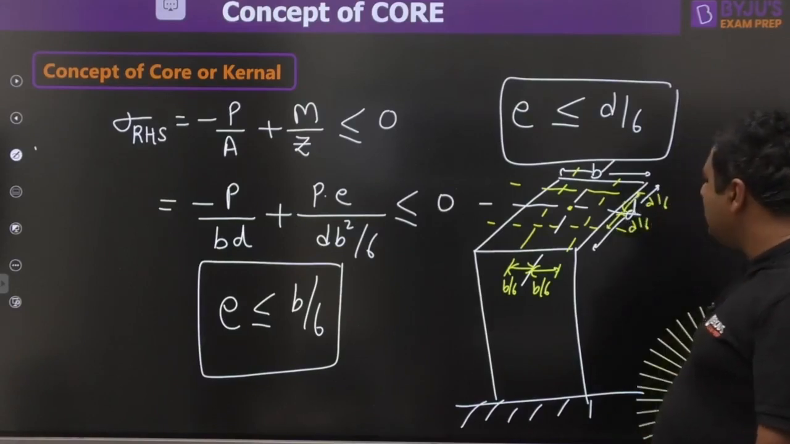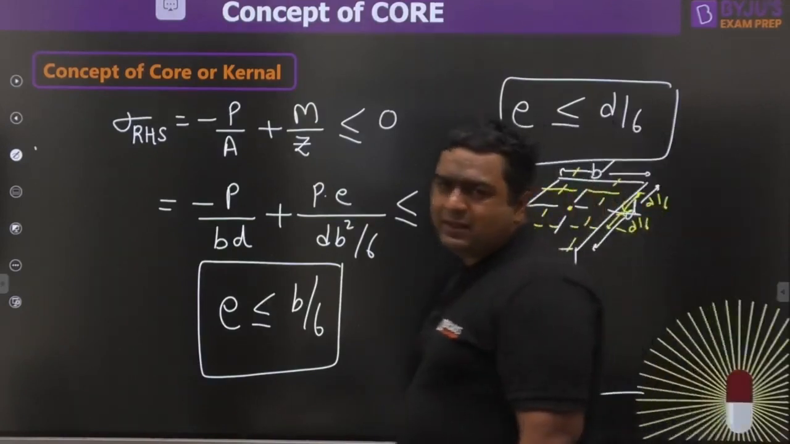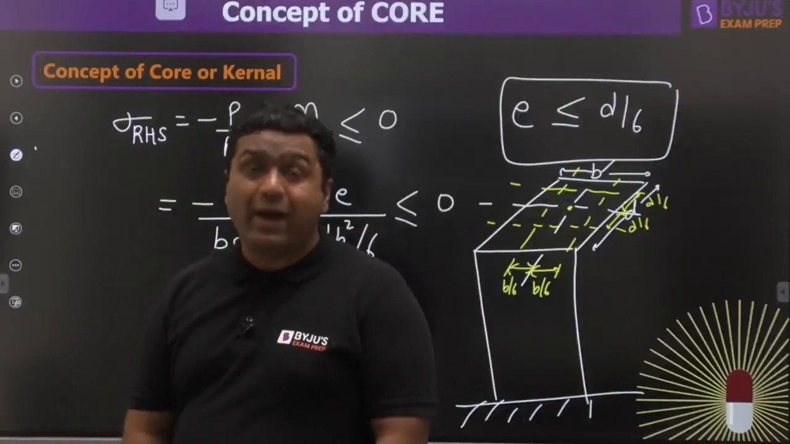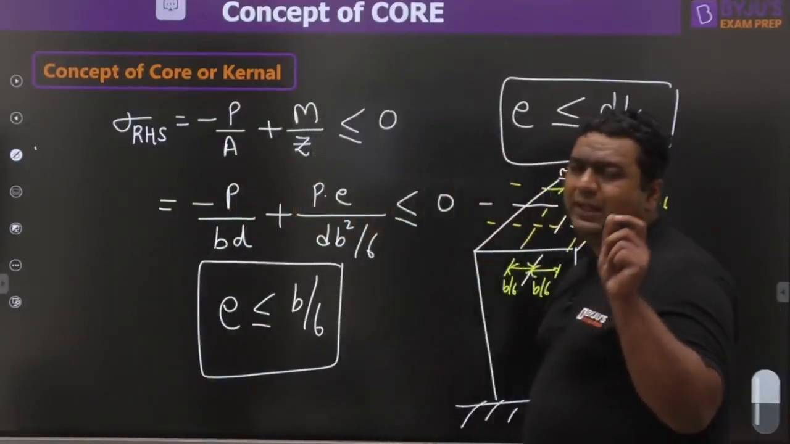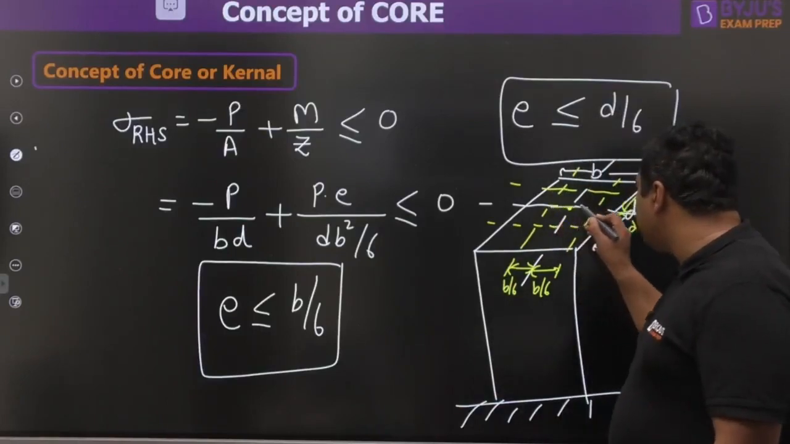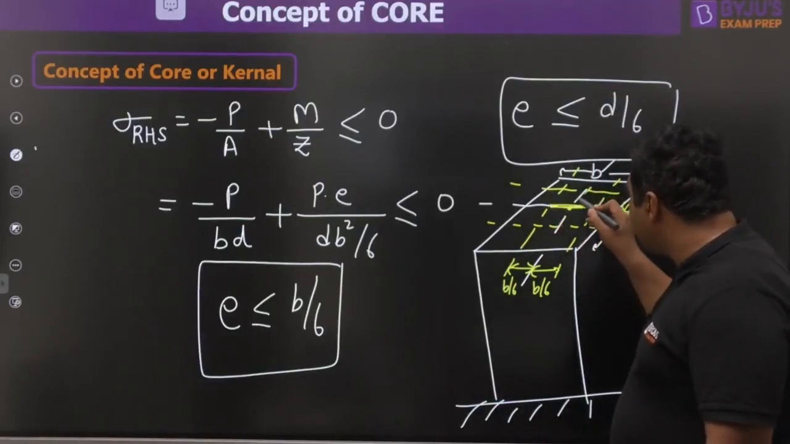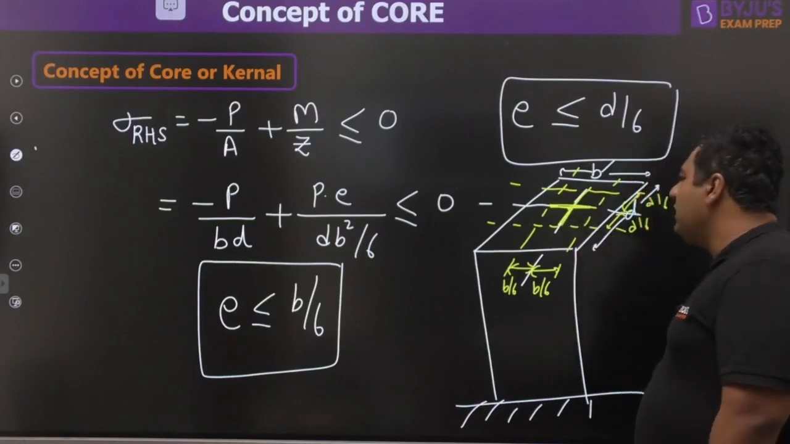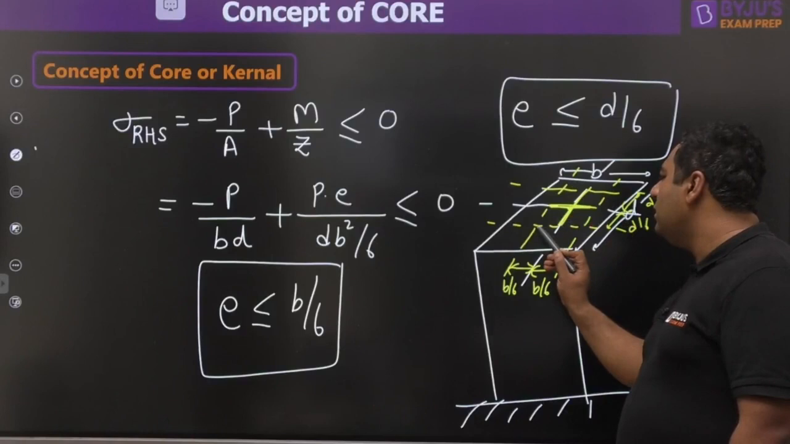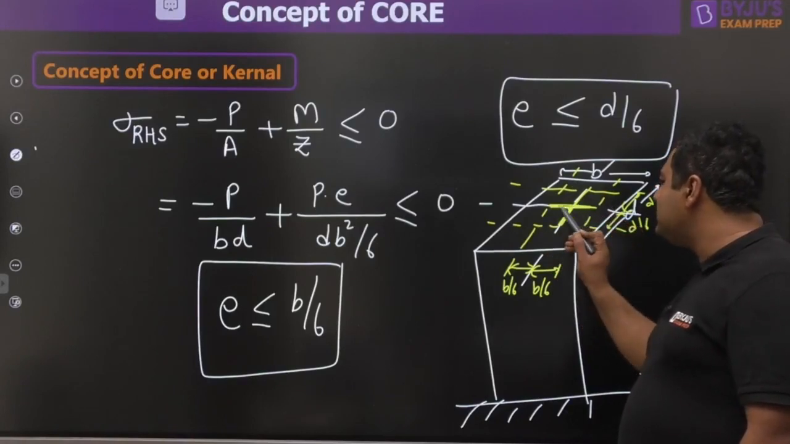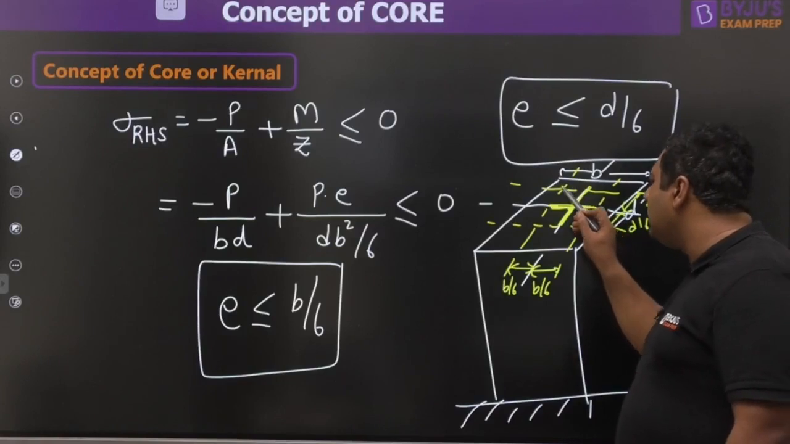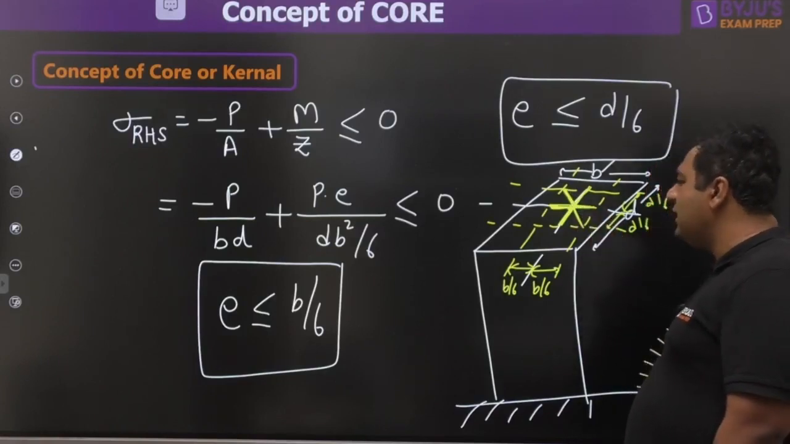You need to take that region in which, if eccentricity is provided to the load, it must not come in tension. Many people would think, sir, this is B by 3 total, this is D by 3 total. But if you take this rectangle as the core, kern or kernel, there will be a problem, because this is B by 6, this is D by 6. But if we go diagonally, this distance will be more than B by 6 and D by 6.